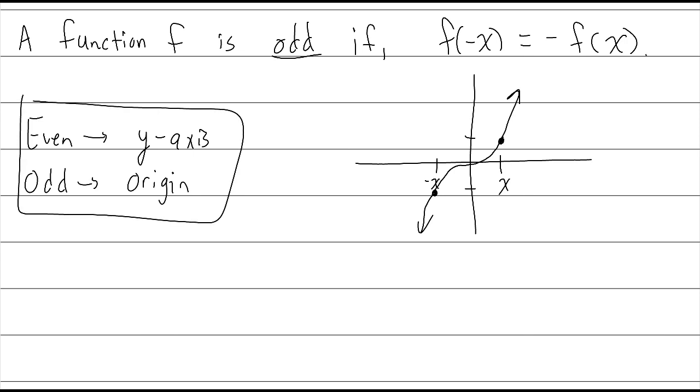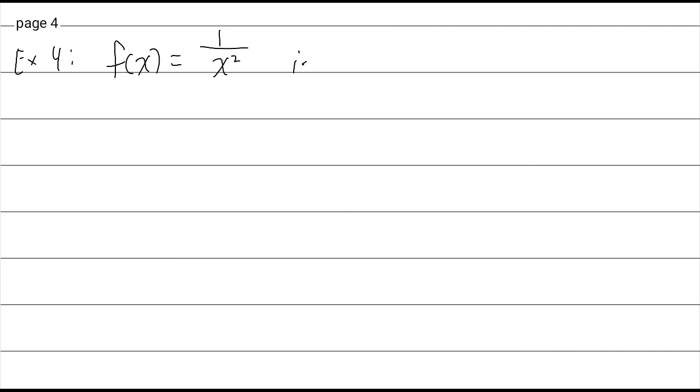Okay, so let's do a couple of examples. I have 3 examples, so let's do those. Example 4. Determine whether or not the function f of x, which equals 1 over x squared, is even, odd, or neither.